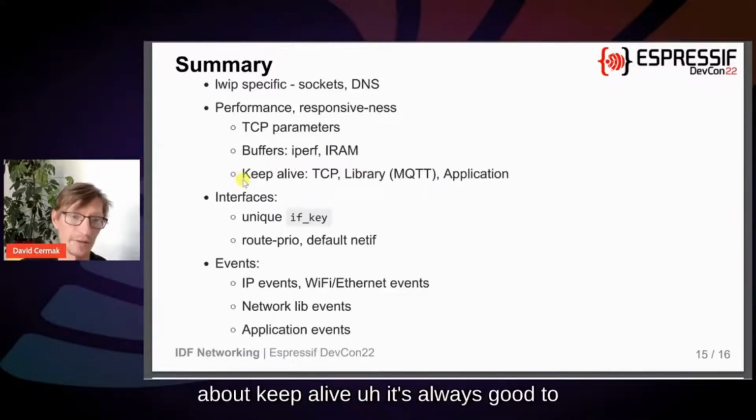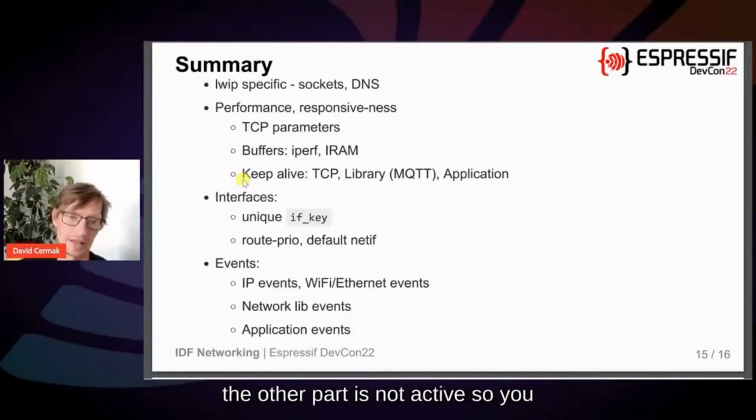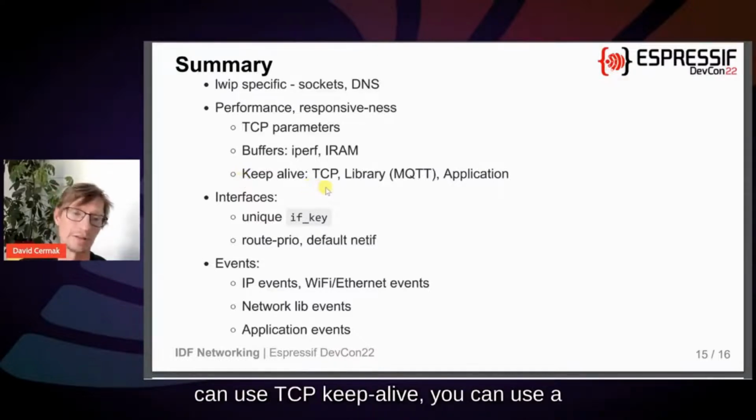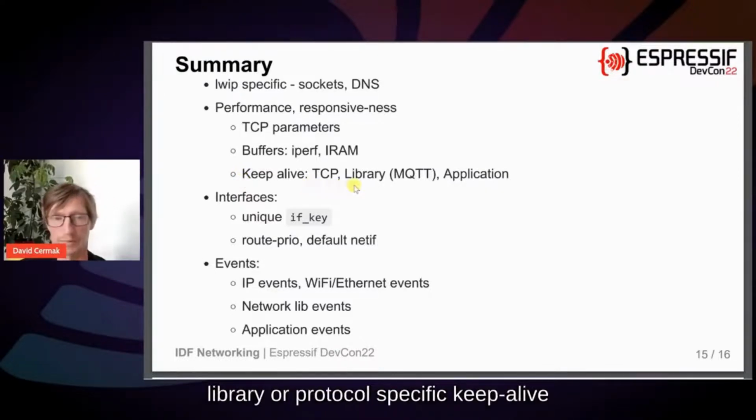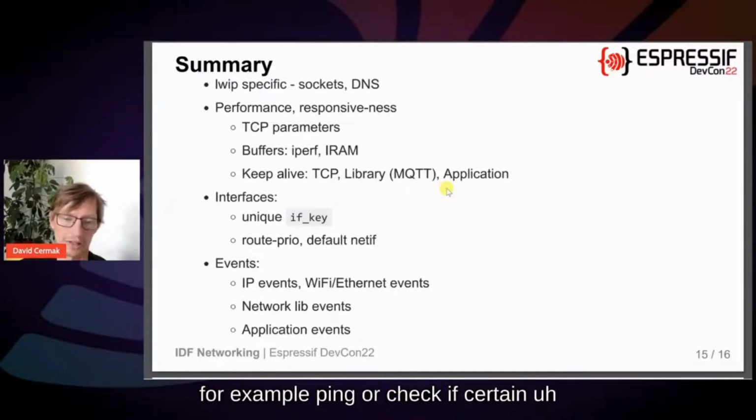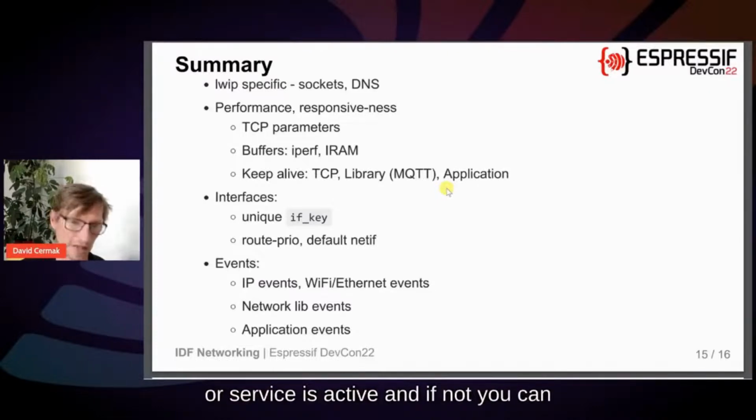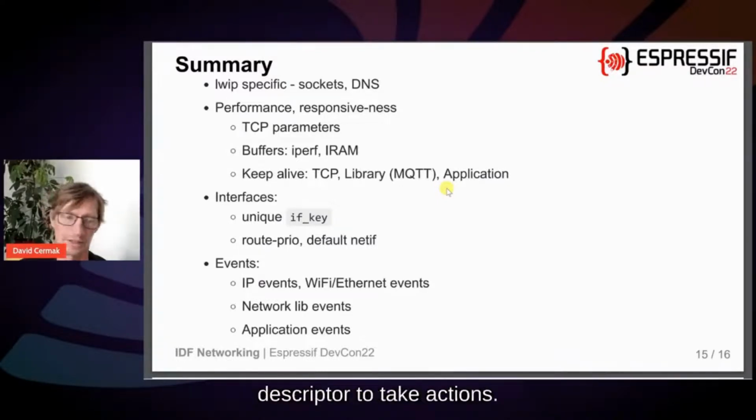About keep alive, it's always good to have a mechanism that tells you that the other part is not active. So you can use TCP keep alive, you can use library or protocol specific keep alive mechanism, or even in the application you can, for example, ping or check if a certain address or service is active, and if not, you can send an event or this event file descriptor to take actions.